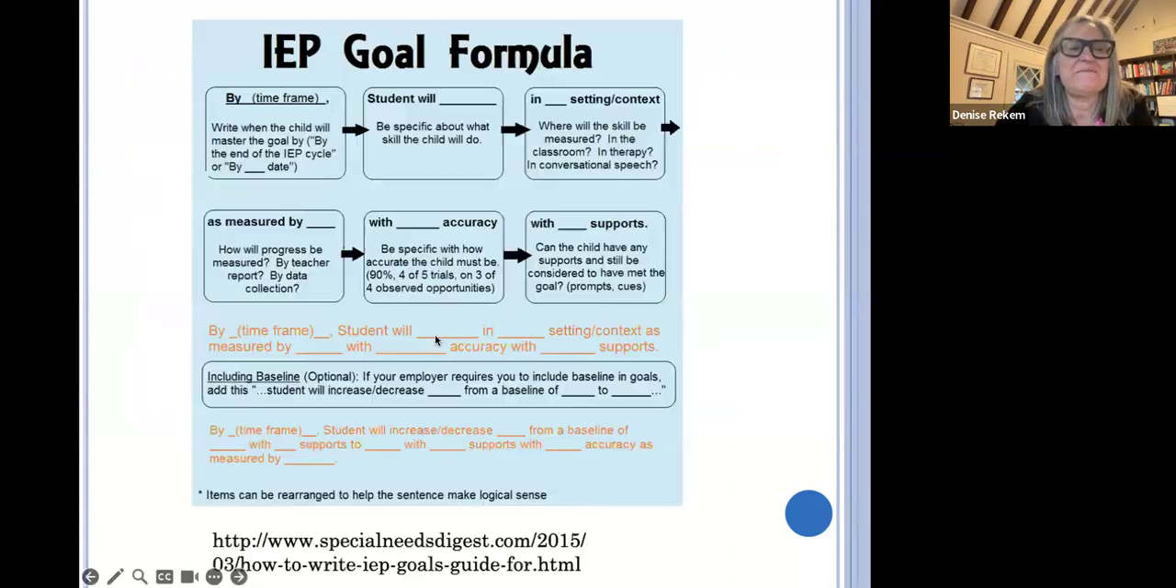We're going to look at sort of a formula. It doesn't have to be exactly like this, but I think it's very helpful. You can find this sheet at specialneedsdigest.com. The link is below. We didn't create this, but I think it's very helpful. First, you're going to have a time frame, right? By when is this goal going to be achieved?